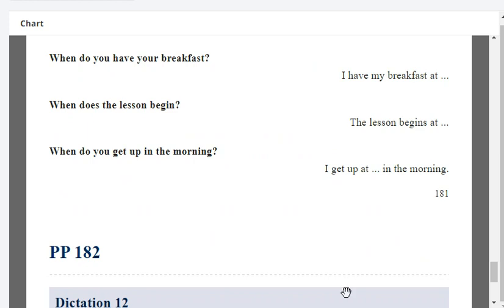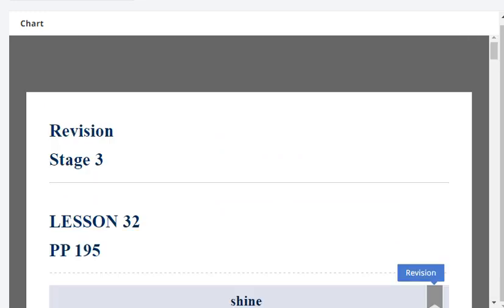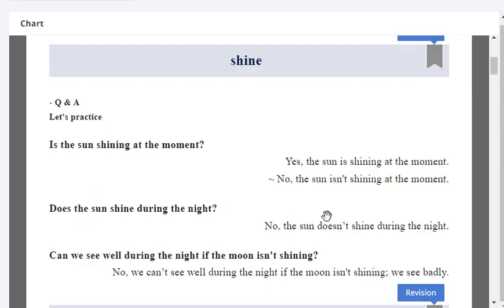When does the lesson begin? The lesson begins at 6 o'clock in the morning. When do you get up in the morning? I get up at 6 o'clock in the morning. Very good. Okay. So that's the end of reading. Very good reading. Thank you. Let's move on to revision. All question and answer. Here we go.